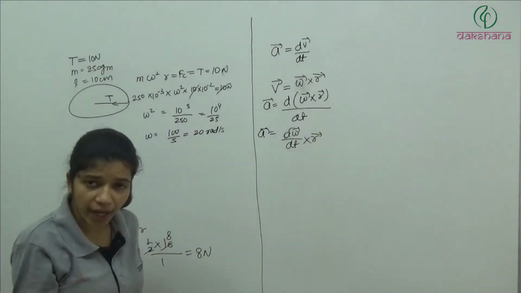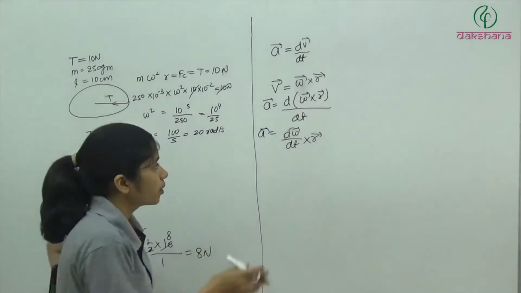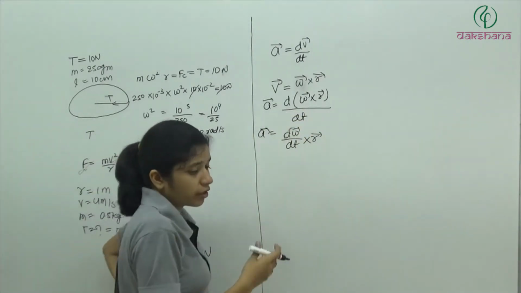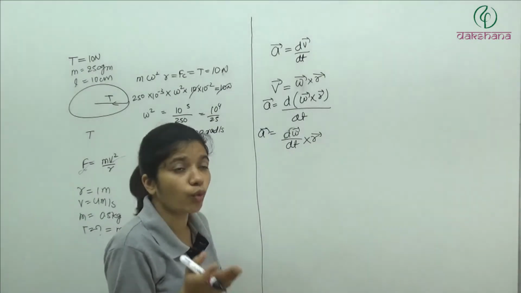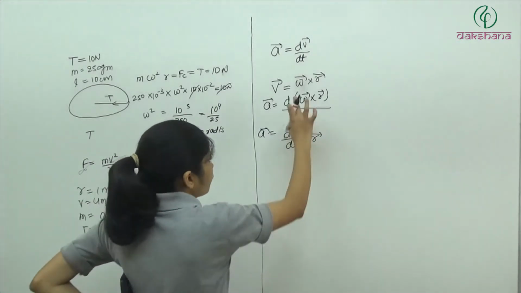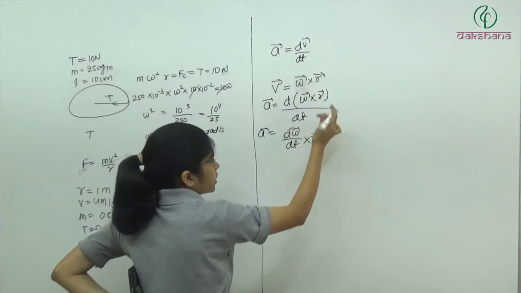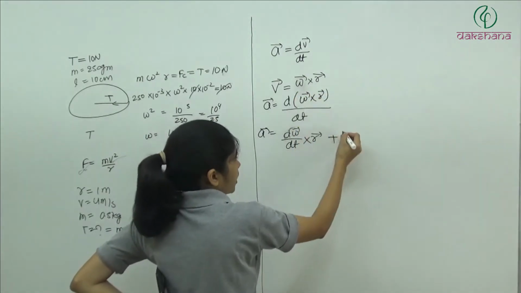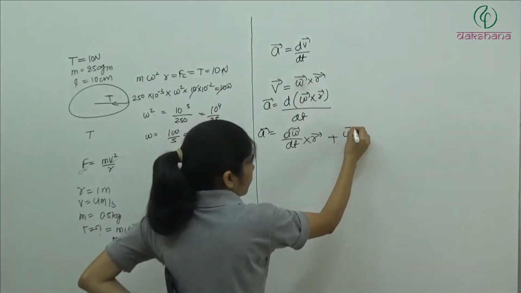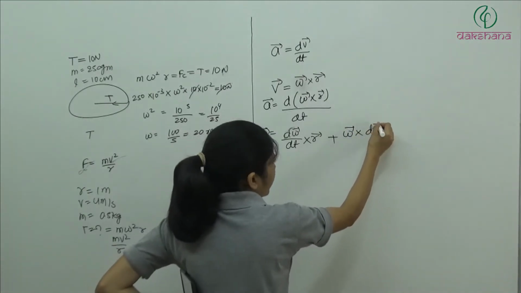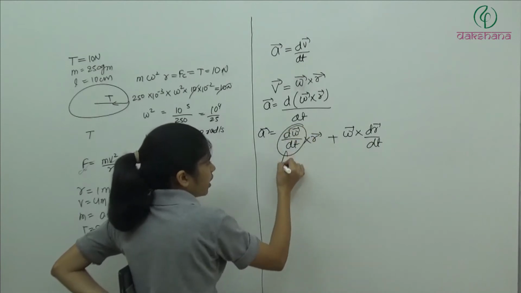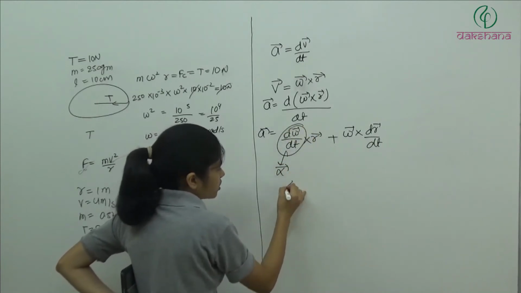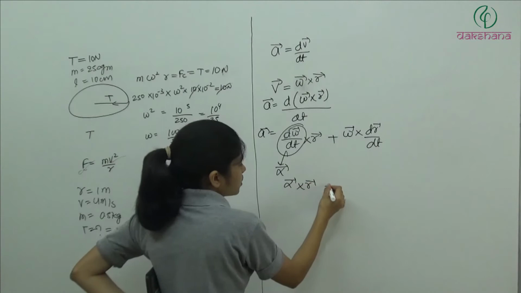If we have only magnitudes, we can change the sequence. But here we cannot, because it's a cross product. If you do r cross omega, it will be different from omega cross r. So first I am differentiating this, keeping this constant, plus differentiating this, keeping this constant. So omega cross dr by dt. And this is alpha cross r plus omega cross dr by dt.